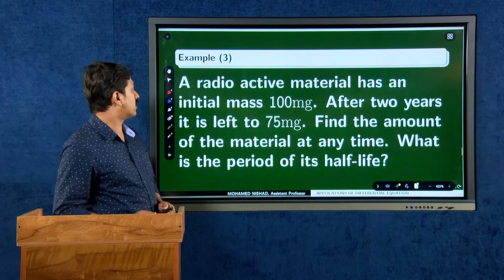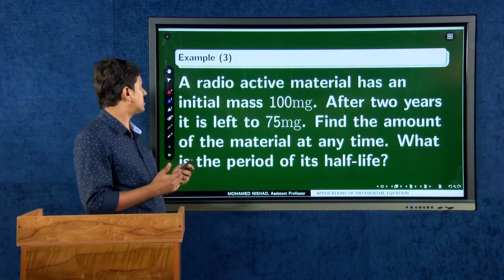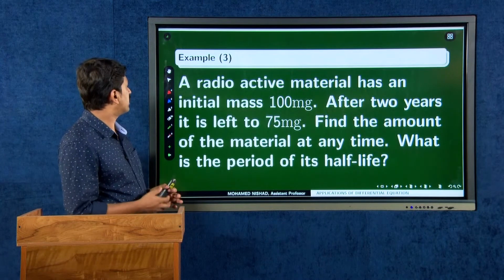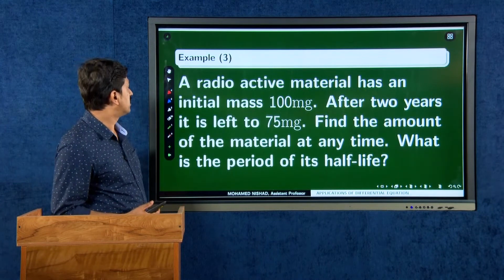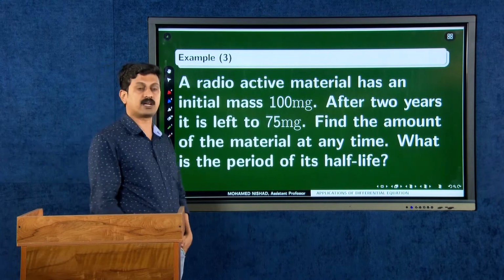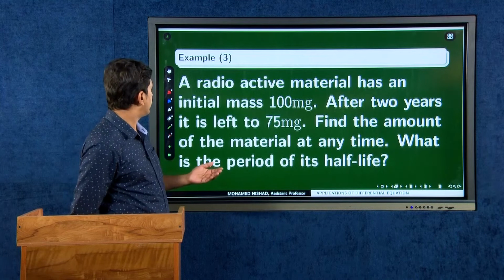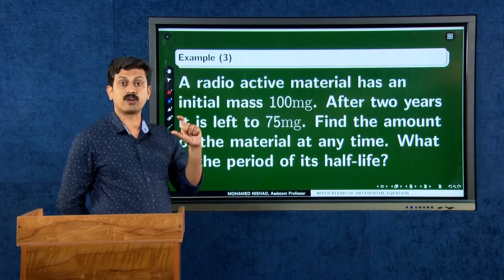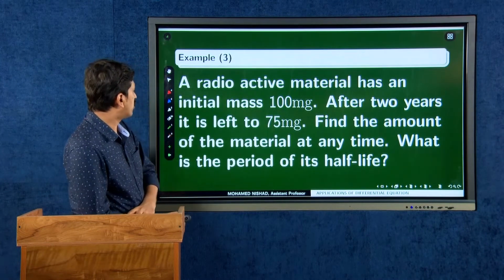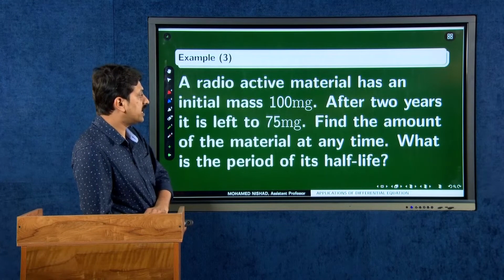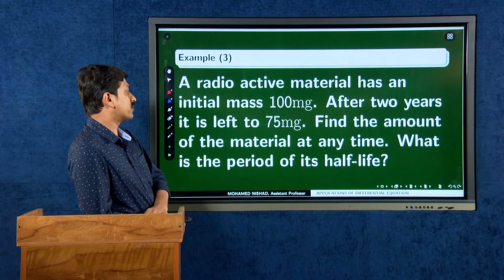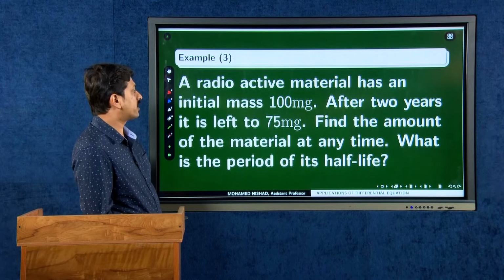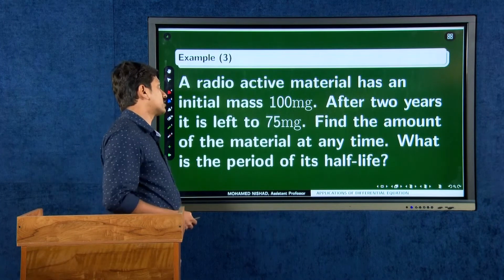So, my dear students, we have one more example. You may do this example also as an exercise question. I am providing this one on radioactive decay. The radioactive material has an initial mass of 100 milligram. After 2 years, it is left with 75 milligram. Okay, 25 milligrams has decayed. So, find the amount of the material at any time. What is the period of its half life? So, we can find the half life period of this radioactive element.